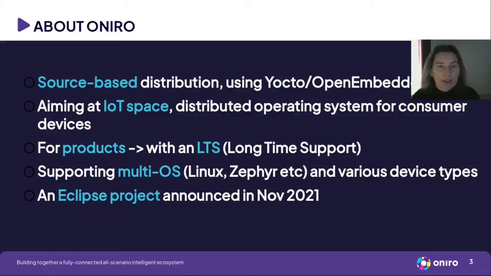One important difference between Onnero and other embedded distributions is that we support multiple operating system kernels at the same time. Operating system kernels like Linux and Zephyr, and various device types, as you can imagine, of different sizes and different hardware features. Onnero is an Eclipse project since late 21.